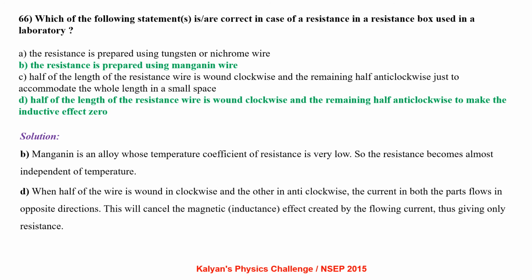As we know, manganese is an alloy whose temperature coefficient of resistance is very low. So the resistance becomes almost independent of temperature. When half of the wire is wound in clockwise and the other half in anti-clockwise, the current in both parts flows in opposite directions. This will cancel the magnetic effect created by the flowing current, thus giving only resistance in the resistance box.